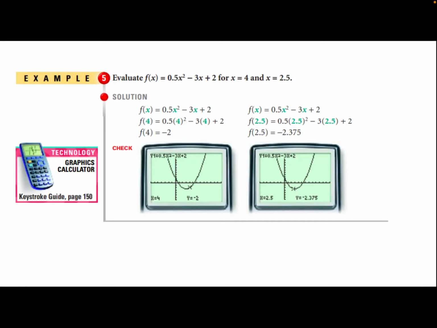And in example 5, evaluate f of x equals 0.5x squared minus 3x plus 2 for x equals 4 and x equals 2.5. Simply, you would plug in 4 first into the x value of the equation to get f of 4 equals negative 2. And similarly, you would plug in 2.5 into the x to get f of 2.5 equals negative 2.375. And to check your solutions, you can use a graphing calculator.